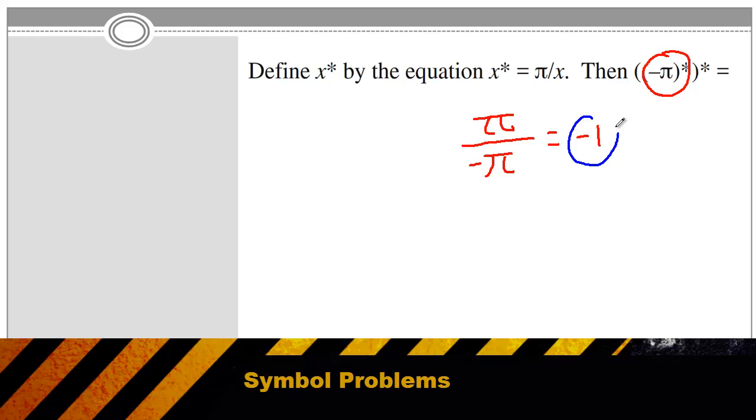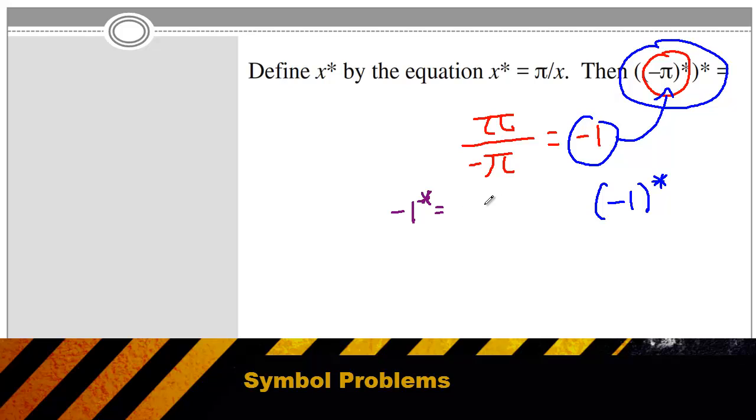Now I take that -1 and I plug it into the parentheses where I found the -pi to the star, and I can rewrite that new equation as -1 raised to the star. And then I repeat my steps. So when I have -1 to the star, all I do is take pi and divide it by the thing that I starred, so I get pi over -1, which is the same thing as -pi.